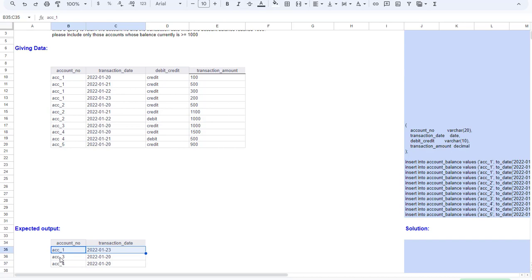And see, account 2 is not here, because if we look at account 2, you will see that in here it's 1600, but it's debit here, so 1600 minus 1000, so it's 600. This is why we should exclude this. I hope everything is clear.